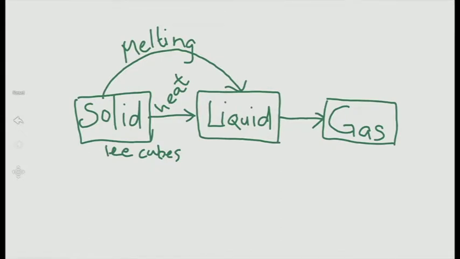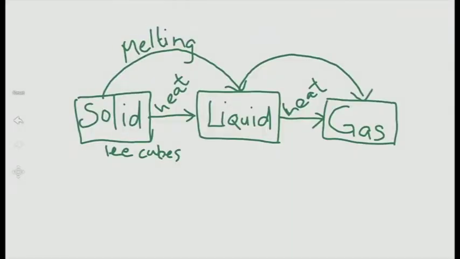How can we change the liquid state into a gas state? We can also heat it. We have given an example here of the ice cubes. The ice cubes here have melted into a liquid. And now we want to change the liquid into a gas. How can we change the liquid into a gas? We can continue to heat the liquid.